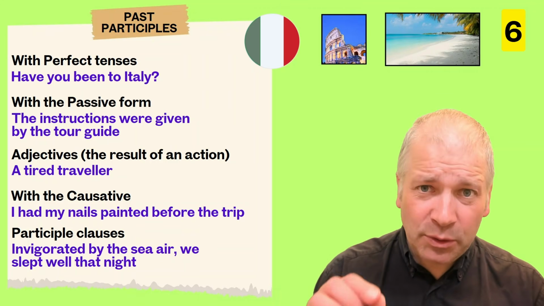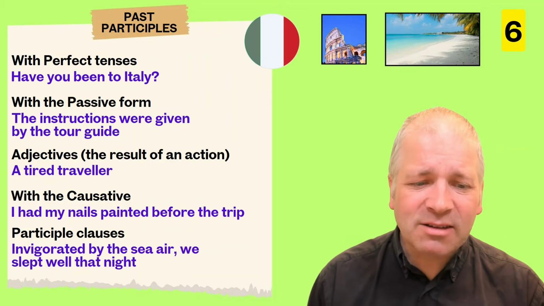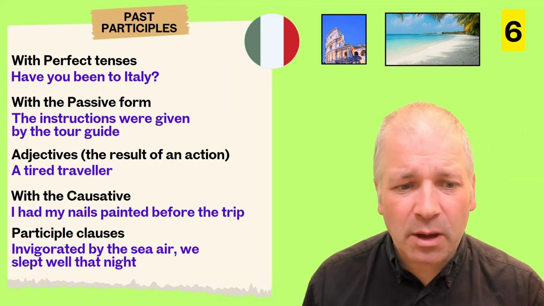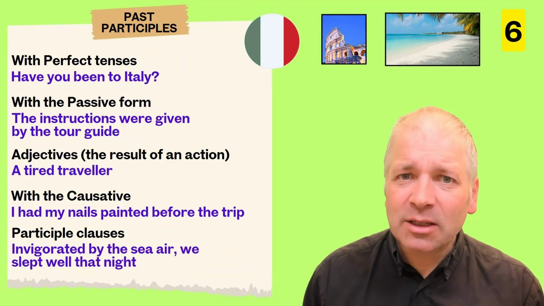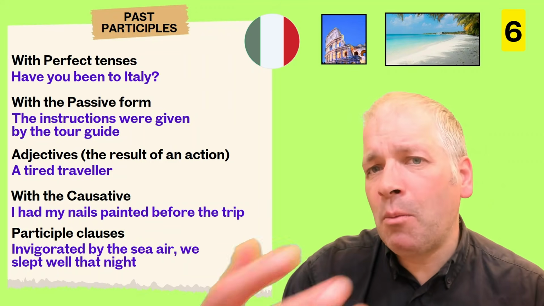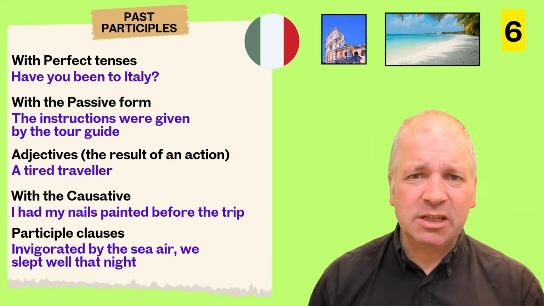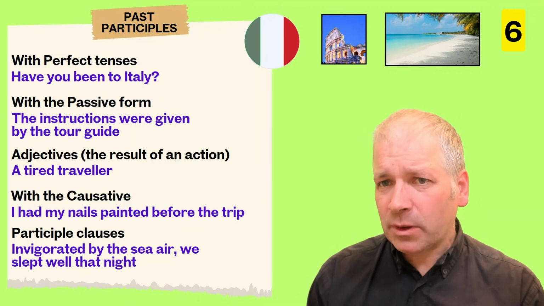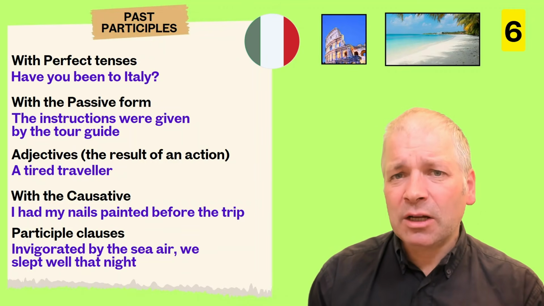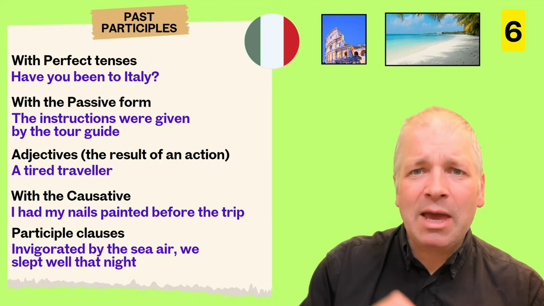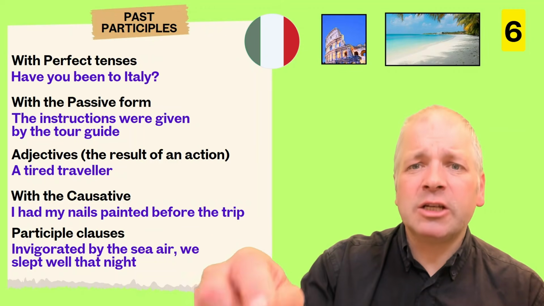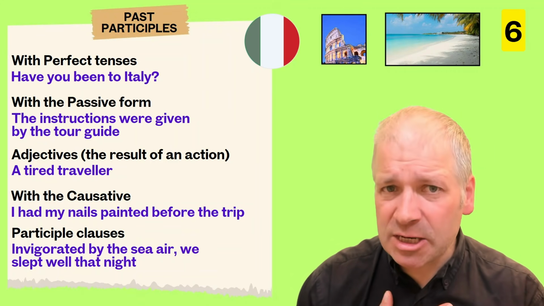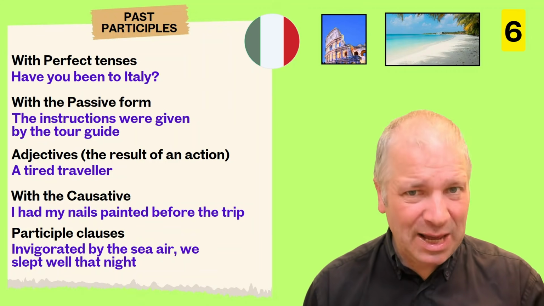We could also use it with the causative. I had nails painted before the trip. So here, I had means I arranged for someone to do this activity to me. It's a bit like the passive, but a bit more to it, where we use have or get to explain that we arranged for something to happen. I had my nails painted. I didn't do it, but I arranged for someone else to do it.